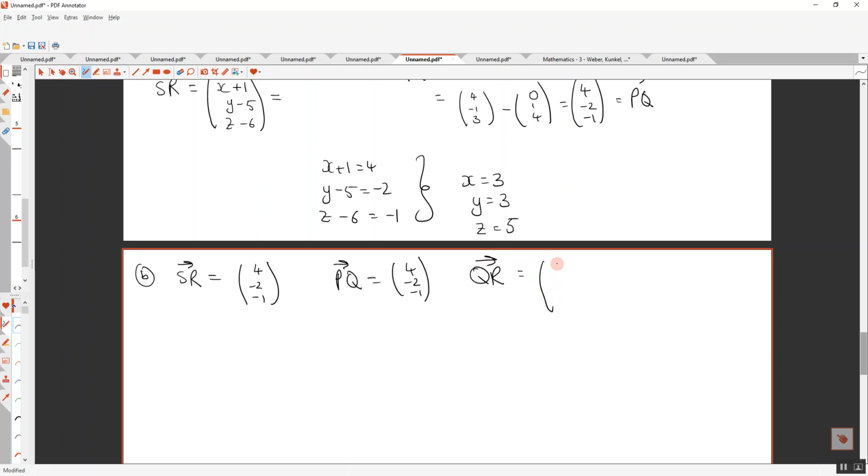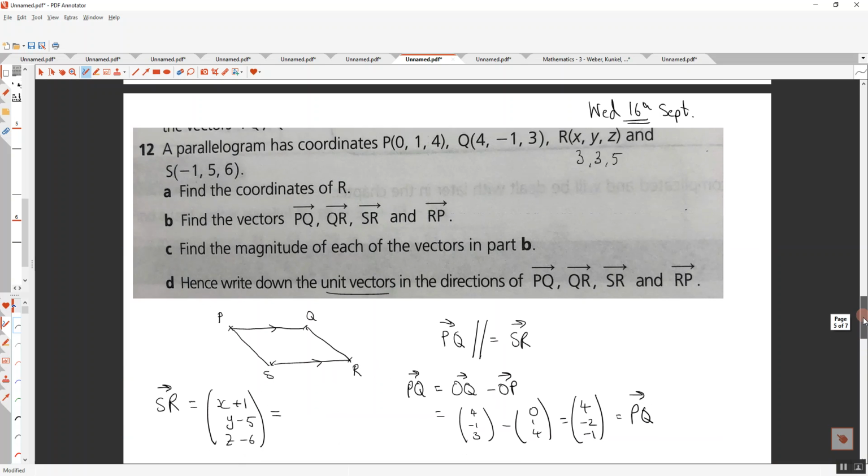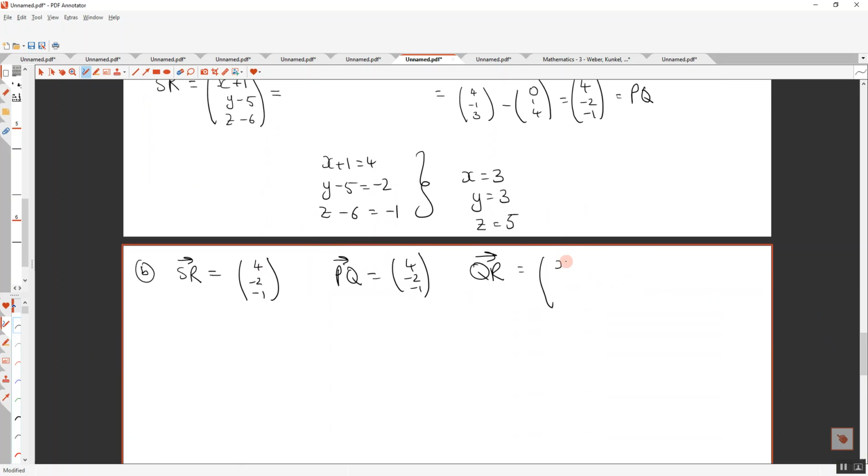Okay, so that's going to be X minus 4. Just check. Yeah, X minus 4. Y plus 1. Z minus 3. And then when I put in my value of X, Y, and Z, I get -1, 4, 2 out.